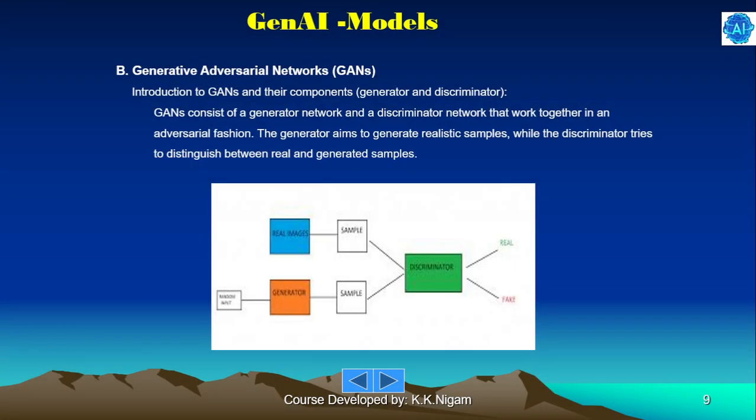GANs, the Generative Adversarial Network. Let's try to understand what this is and what their components are. The GAN consists of a generator network and a discriminator network that work together in an adversarial fashion. The generator aims to generate realistic samples, while the discriminator tries to distinguish between real and generated samples.